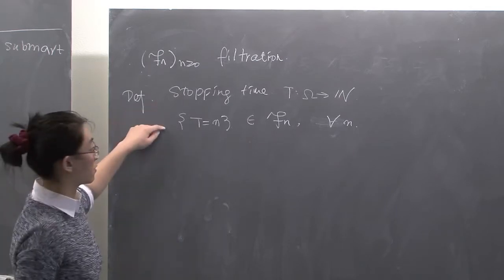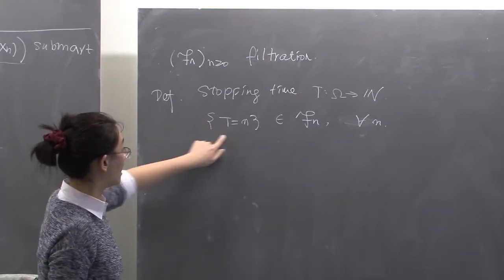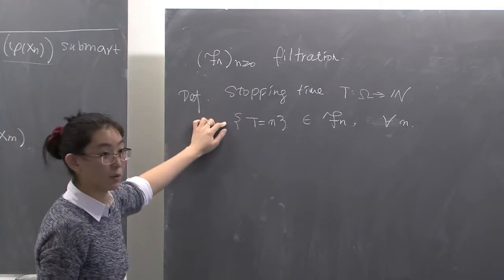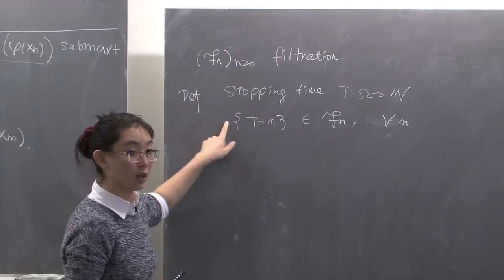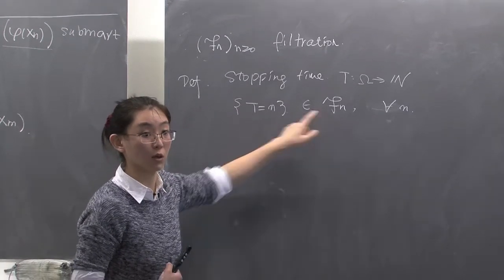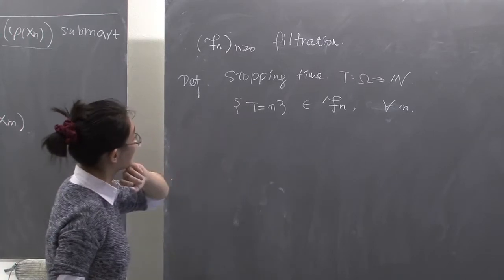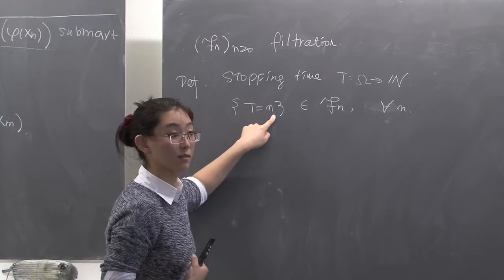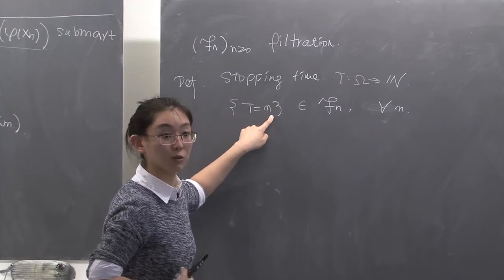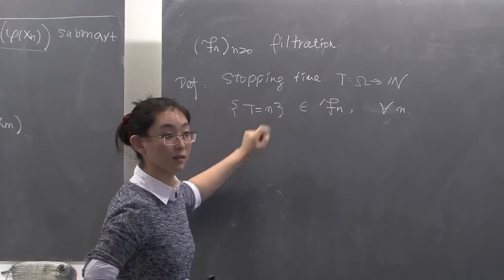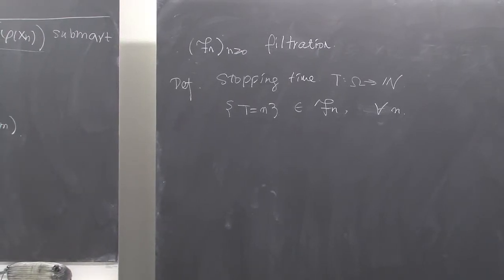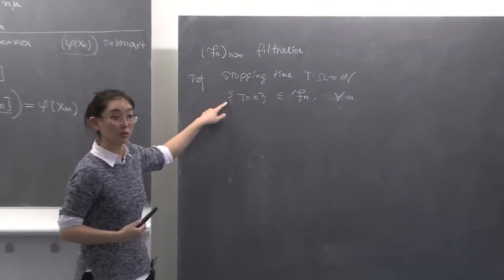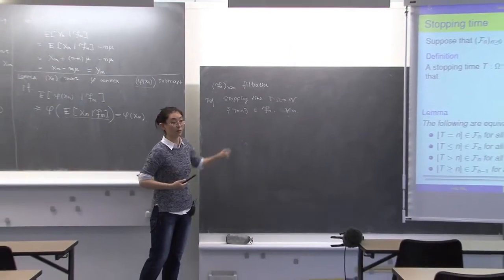So it is a random variable with the following property: for any n, this event is contained in Fn. Roughly speaking, this tells us that for this random variable T, in order to know what happens to T, we only need to know what happens up to time n. So if we want to check the event that T equals n, then we only need to know the information up to time n. We don't need to know future information. So roughly speaking, a stopping time is a real stopping time in our real life. If we want to check this event, we only need to know what happens by time n, and we don't need to know what happens in the future.